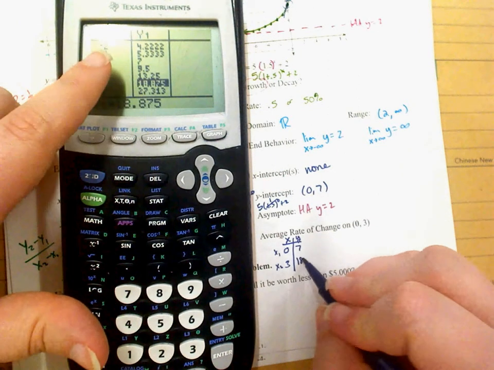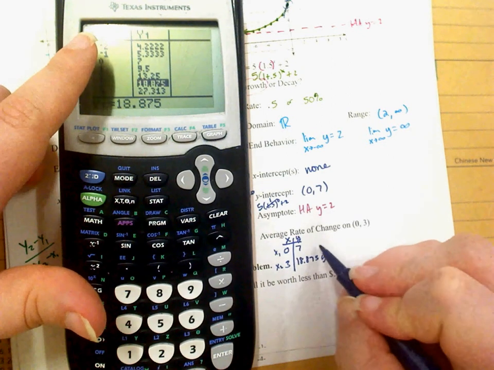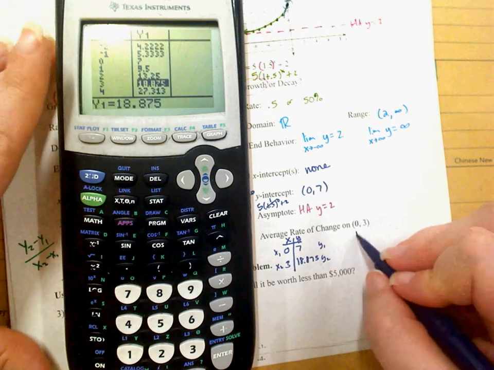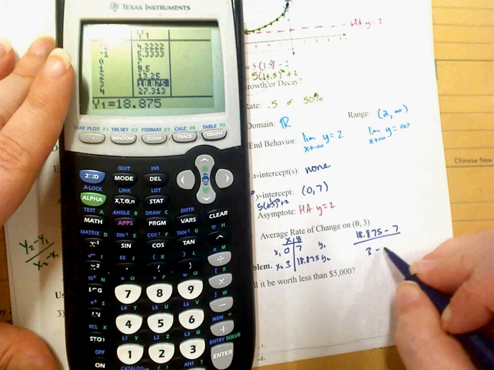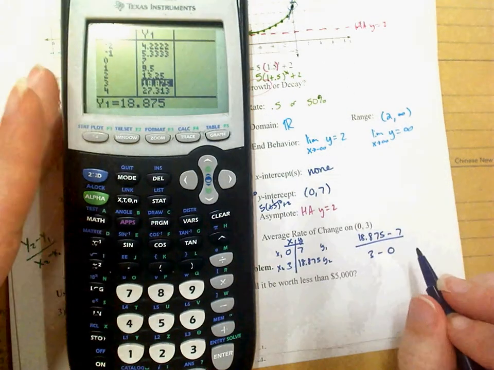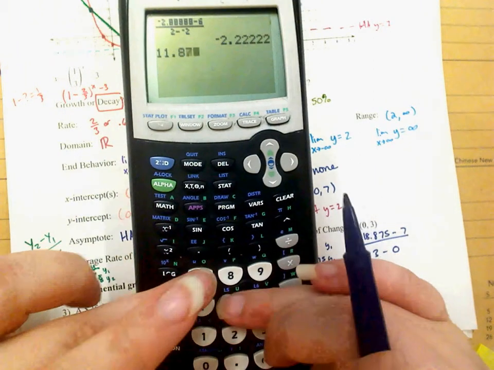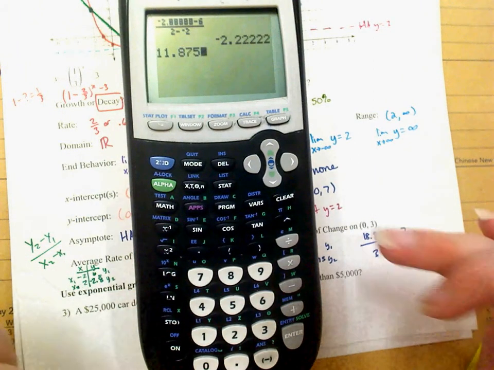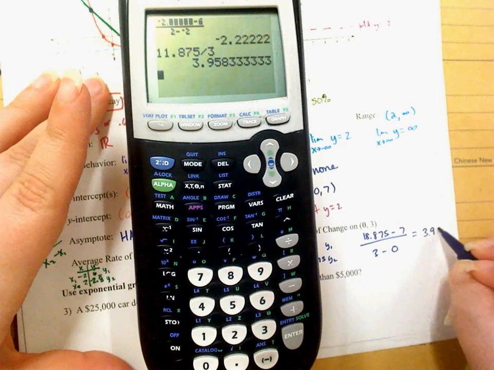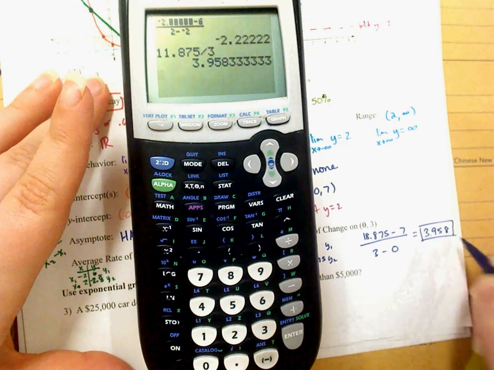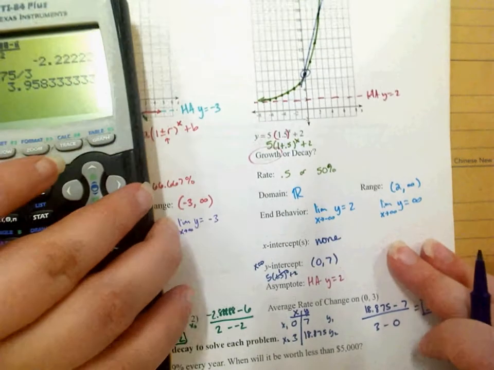18.875. So y2 minus y1 over x2 minus x1. So 18.875 minus 7 is 11.875. And then divided by 3. And my answer is 3.958. And that is my slope, my average slope of the curve between those 2 points. Okay.